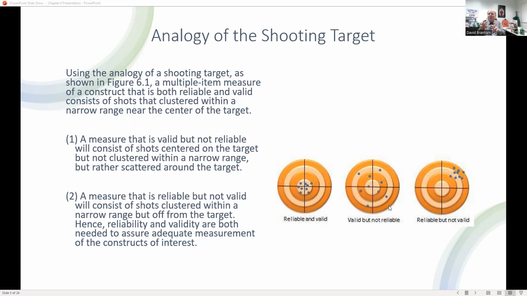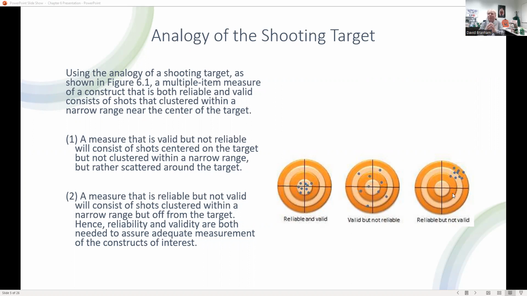You have some randomness to it, and you're off pretty consistently, but you're not off in one direction or another. There's no bias there. You're just off. And so your reliability is down from the first one. Then go over to the third target.